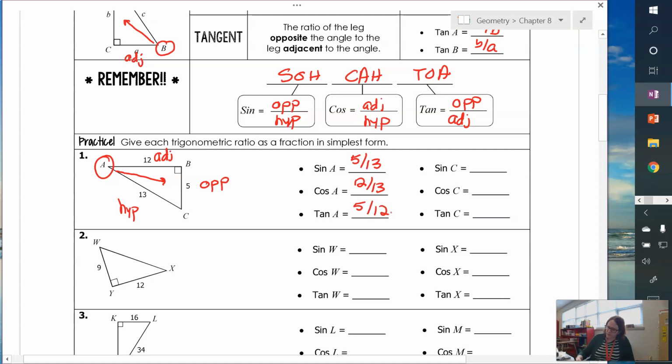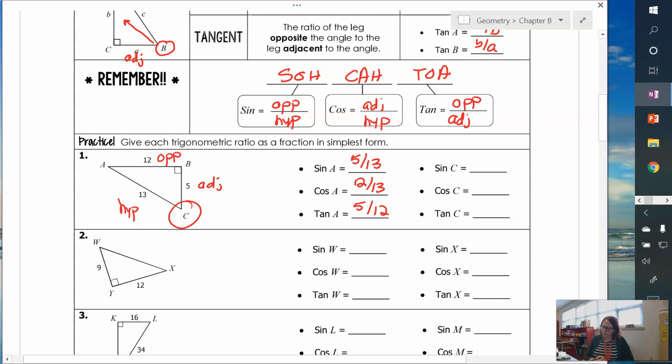Now let's do them from angle B this time. 13 is still the hypotenuse. It doesn't change. Sorry, not angle B, angle C. So opposite of angle C is 12. Adjacent to angle C is the 5.